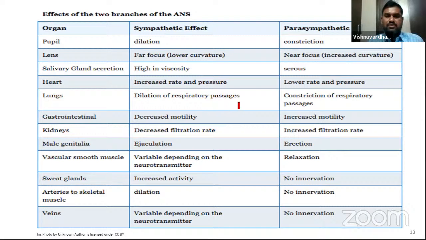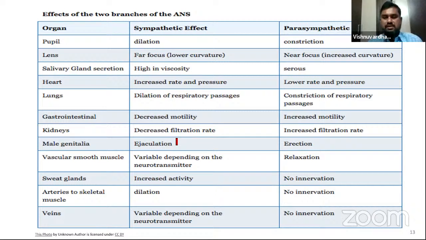Lungs: dilation of respiratory passages, constriction of the respiratory passages. Dilation of respiratory passages allows the lungs to transport more oxygen into our body. Gastrointestinal: decreased motility, increased motility. Actually, the sympathetic nervous system stops the digestion because more oxygen and glucose should be transported to different muscles to fight or flight. So the digestion will be stopped.